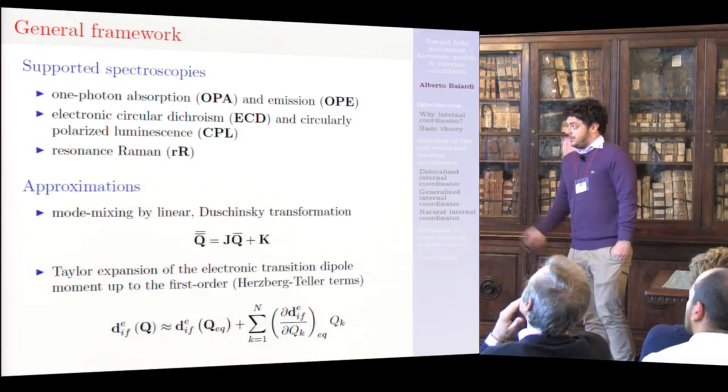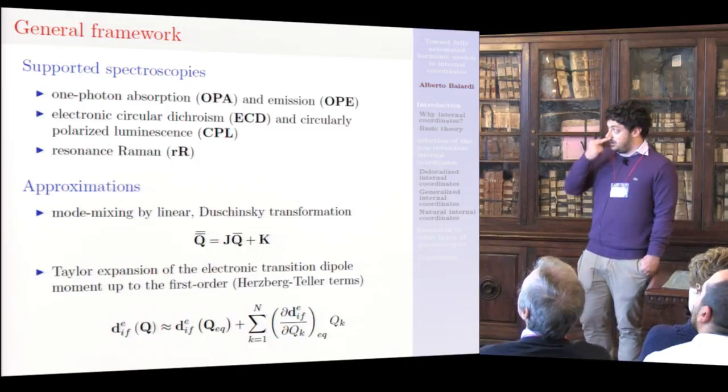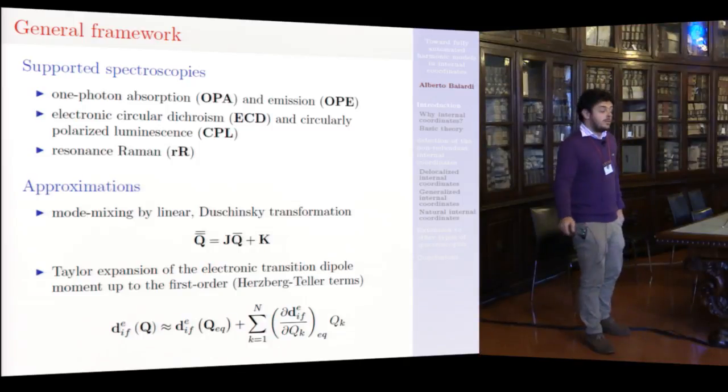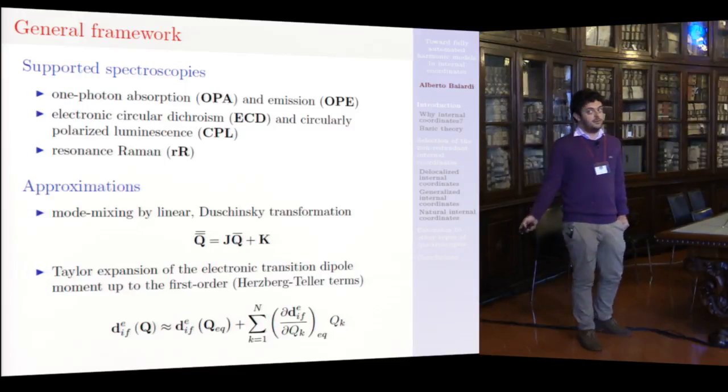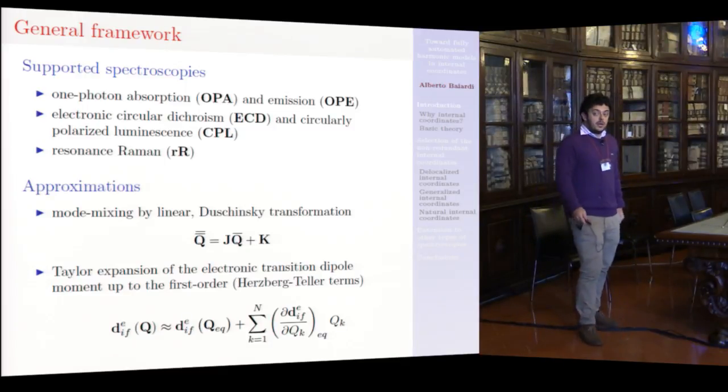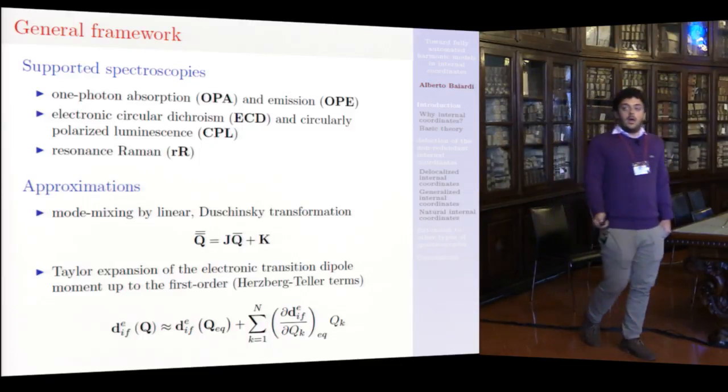And this is the level of approximation we will use. We include mode mixing effect through the so-called Duschinsky transformation, which is a linear transformation. And we include both Franck-Condon and Herzberg-Teller terms. So we include also first-order terms in the transition dipole moment expansion.